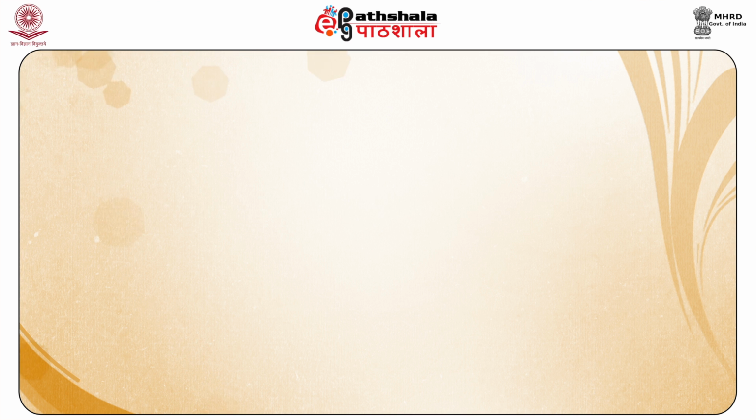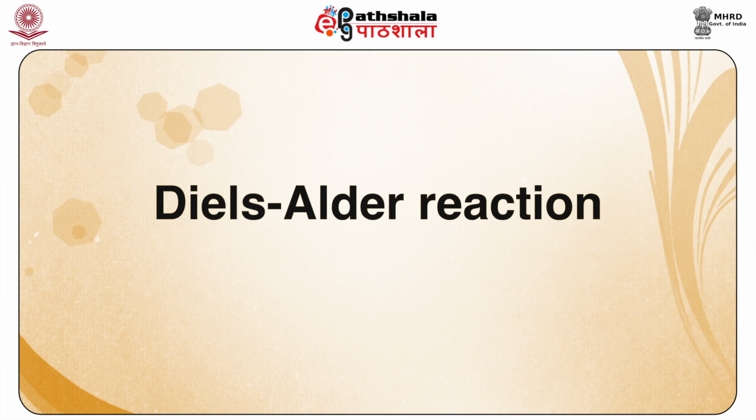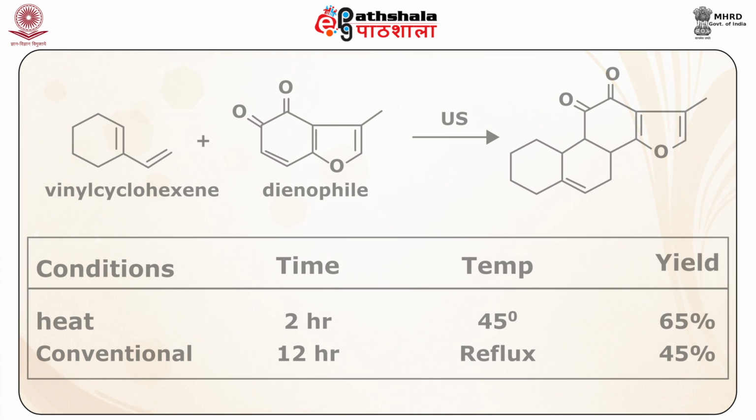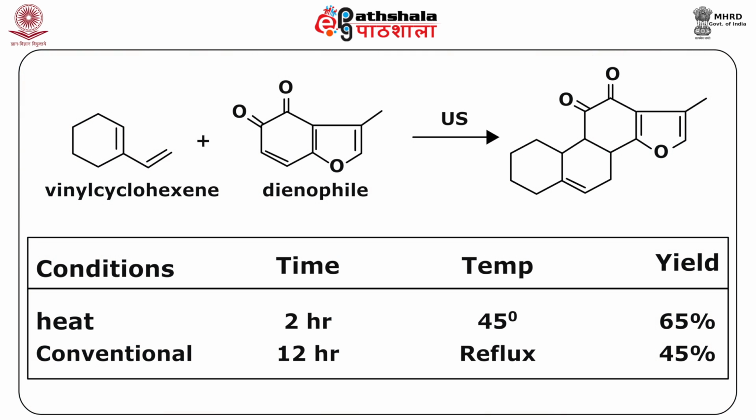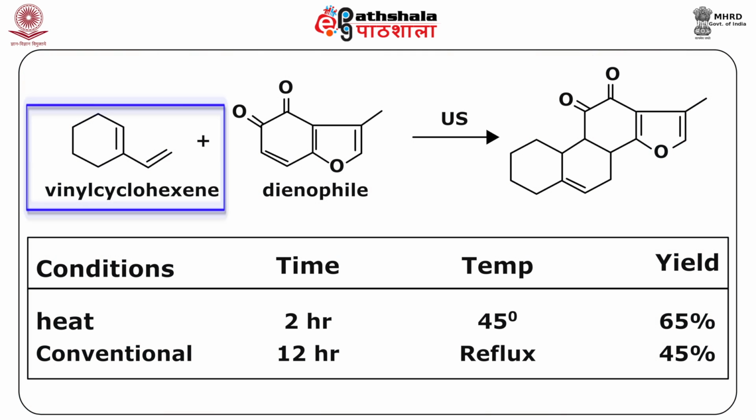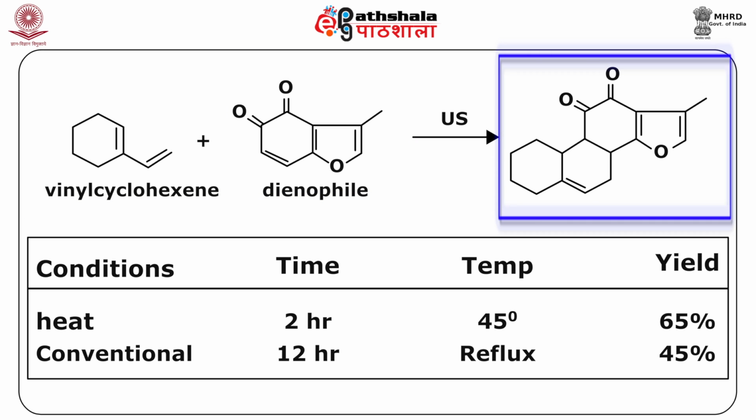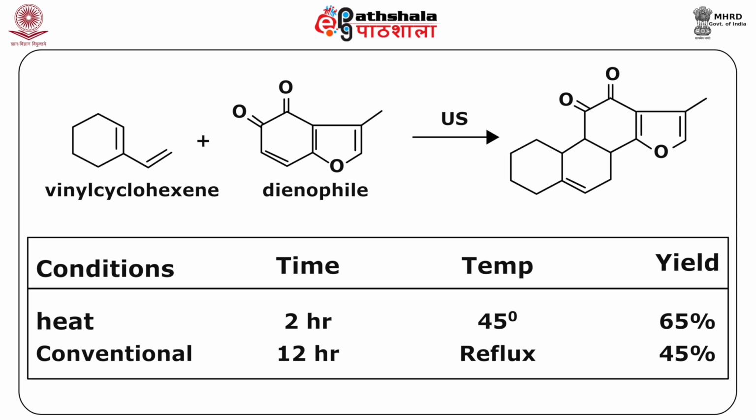The first one, let us talk about the Diels-Alder reaction. Lecker and Cinder observed that cycloaddition between vinylcyclohexene and the dienophile leading to an adduct gave a 65% yield under the use of ultrasound. Thus, it improves the regioselectivity among the two regioisomers obtained predominantly.